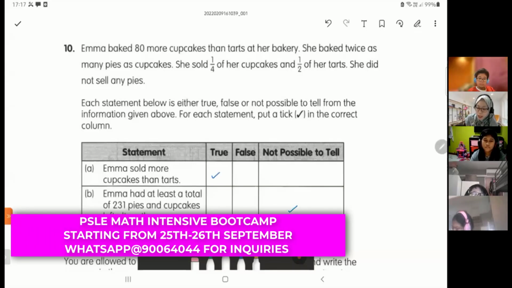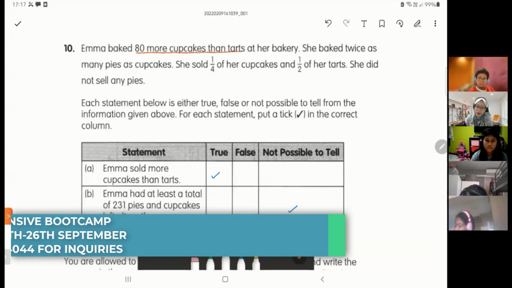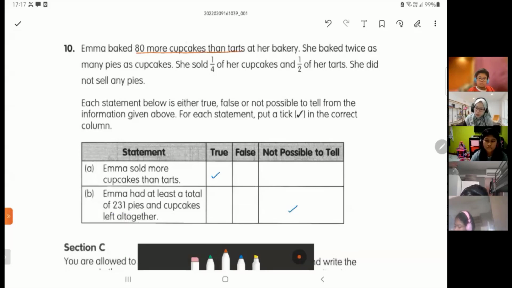Emma baked 80 more cupcakes than tarts at her bakery. This is a comparison at first. At first, she baked 80 more cupcakes than tarts. She baked twice as many pies as cupcakes, which means the number of pies is 2 times the number of cupcakes. Now she's comparing between the cupcakes and the pies.